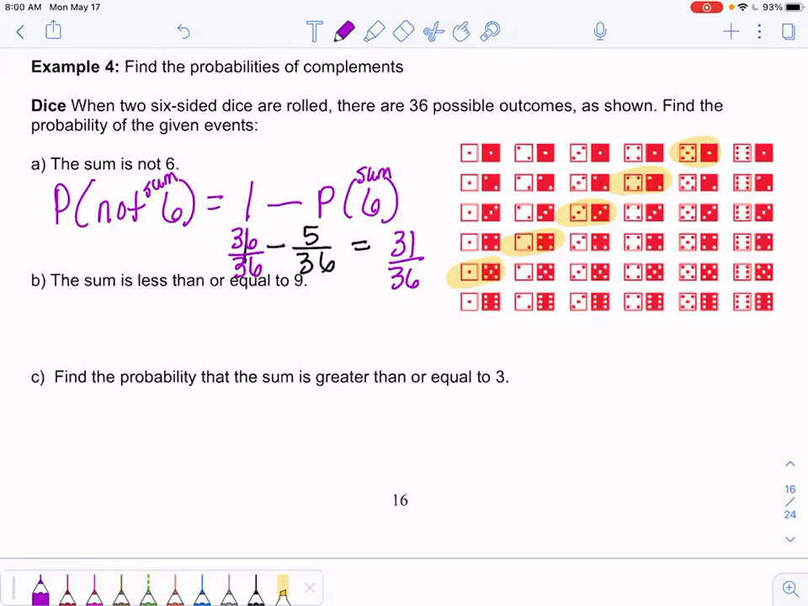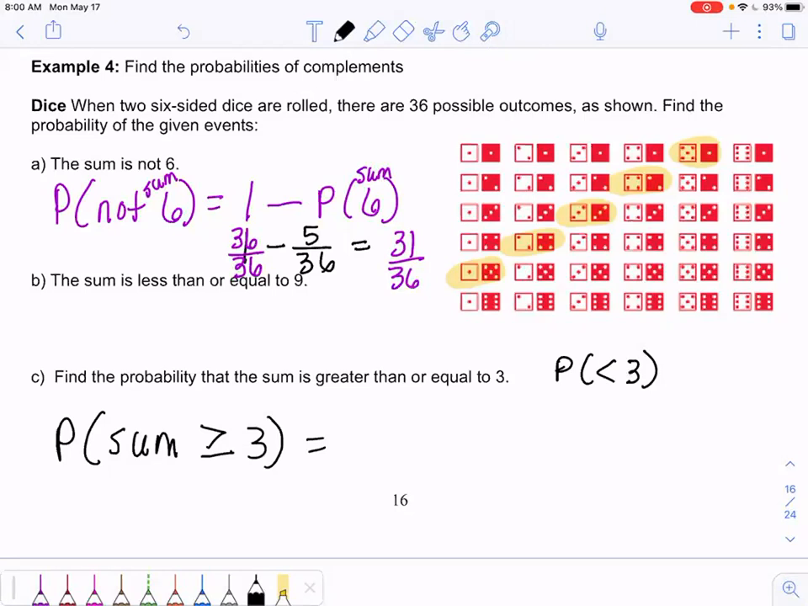All right, let's look at letter C. Let's hop down to letter C. Find the probability that the sum is greater than or equal to 3. So our goal is to find the probability that the sum is greater than or equal to 3. We'll use our little inequality sign there. What's the opposite of being greater than or equal to 3? You're not greater than or equal to it, you are less than. So let's find the probability that it's less than 3.